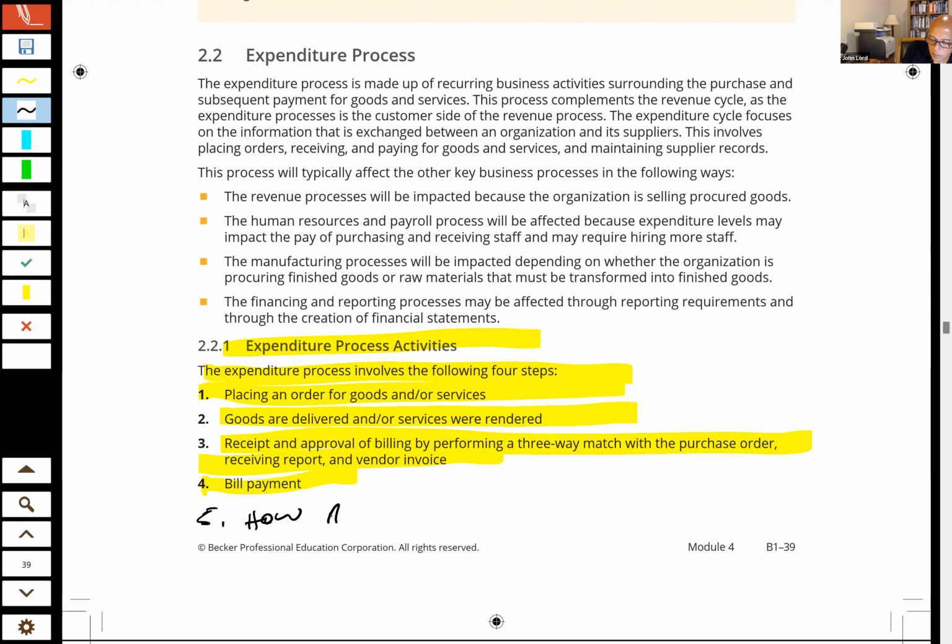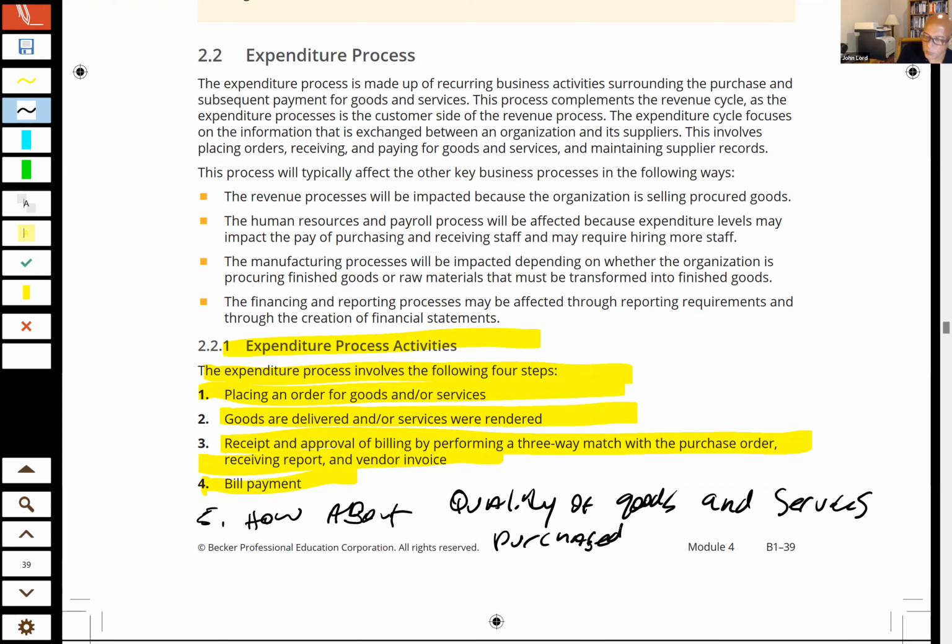how about quality of goods and services purchased. Okay, there should be some process there to make sure that we're satisfied with the quality, some sort of survey that goes out. Internally, were you satisfied with the product that we got from this particular vendor?